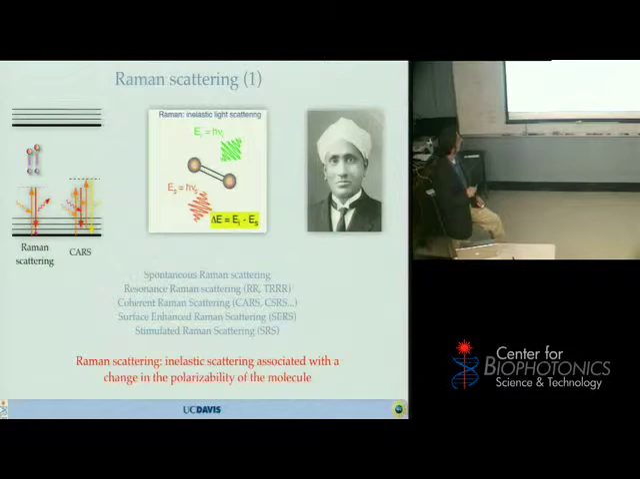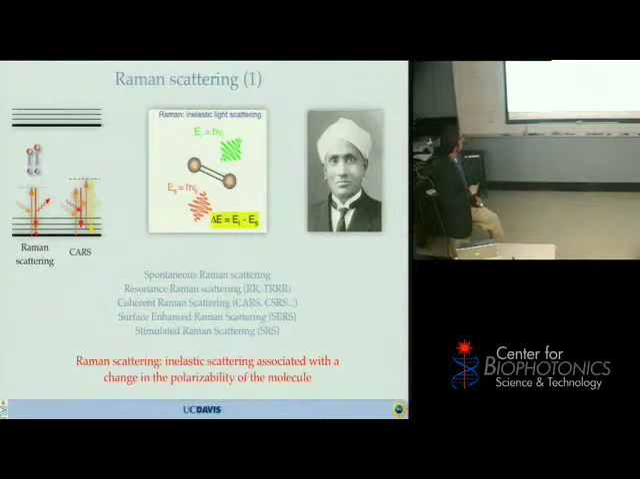And you have resonance Raman scattering. This happens whenever your incident photon matches an electronic resonance in the molecule, and it makes the Raman signal much stronger, about five orders of magnitude stronger, due to the electronic resonance. Then you have coherent Raman processes like coherent anti-Stokes Raman. I'm going to talk a little more in detail, but I will not have time to go into detail on each one. Surface enhanced Raman, stimulated Raman scattering.